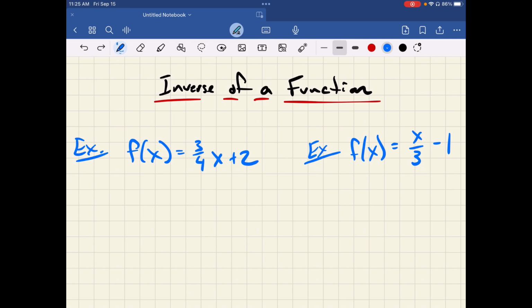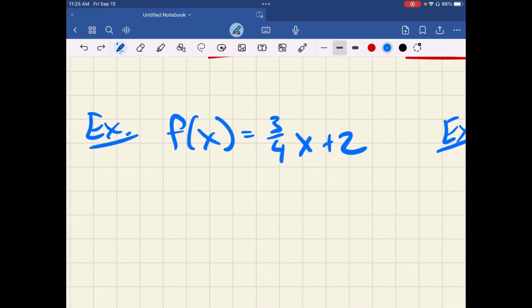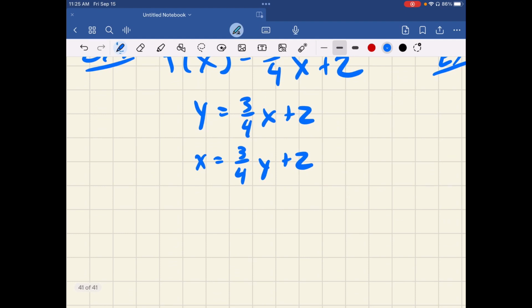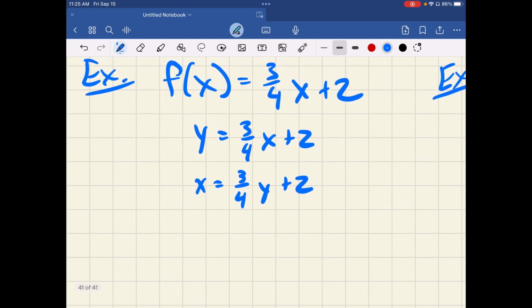So let me show you what that's going to look like. For example, here in this first one, we're going to realize that f of x is the same thing as y, so I'm going to go ahead and make that change. But then I'm going to switch x and y. So I'm going to put x where y was and y where x was. And now I'm going to solve that function for y.